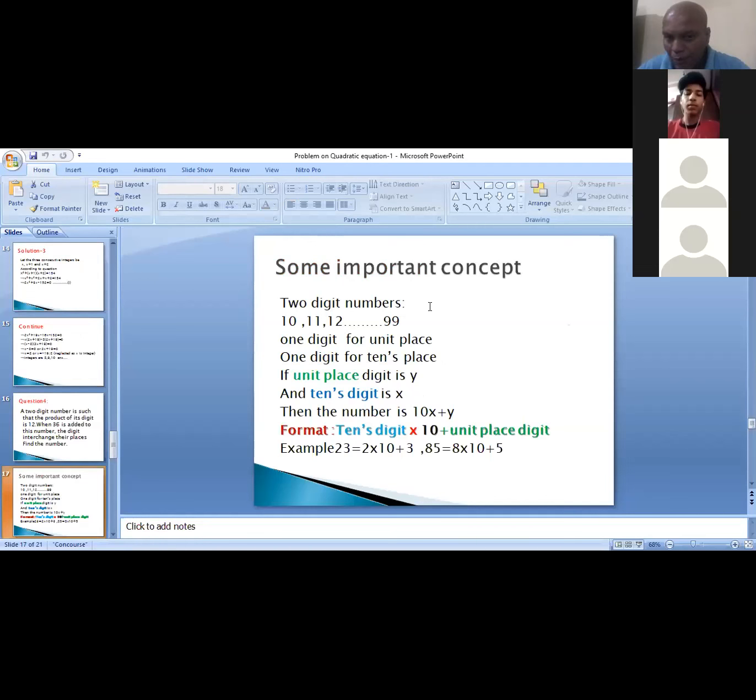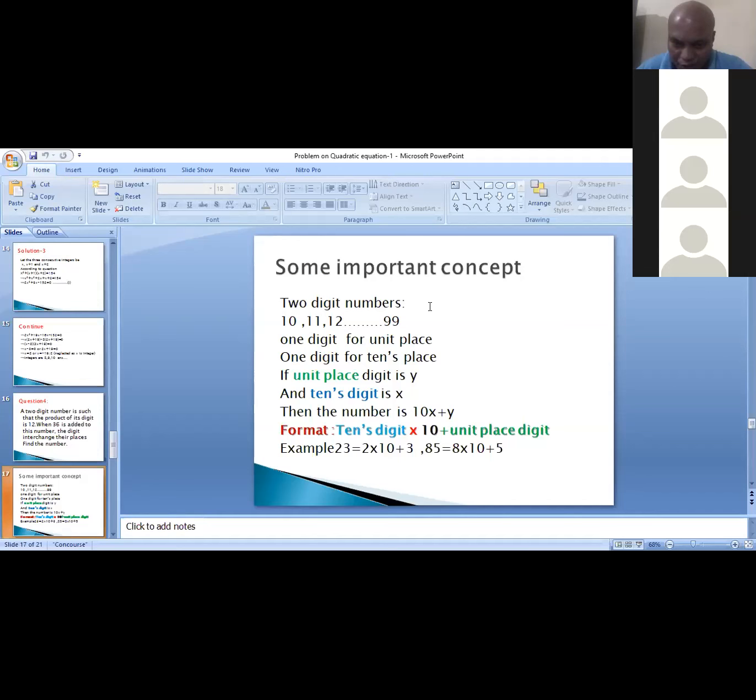One digit for the unit place and one digit for the 10th place. There are two digits in a two-digit number: unit place and 10th place. Suppose you have taken y for the unit place and x for the 10th place, then the number is 10x plus y. This is the important thing. How do you write the two-digit number? 10x plus y.